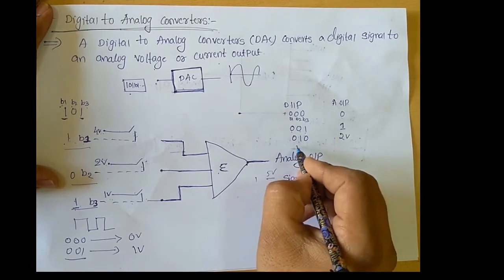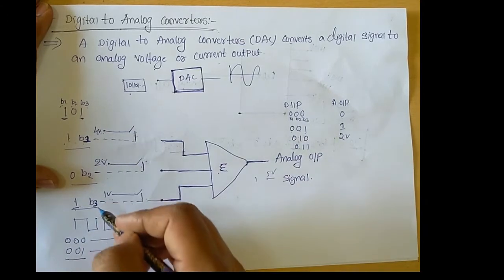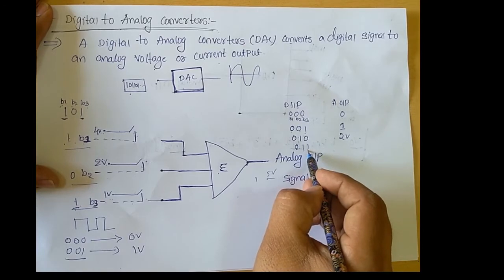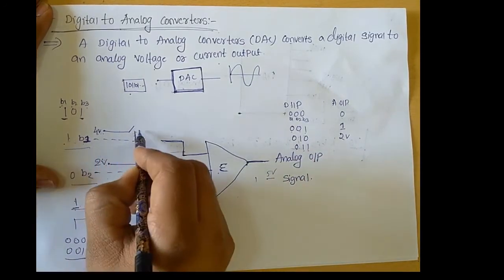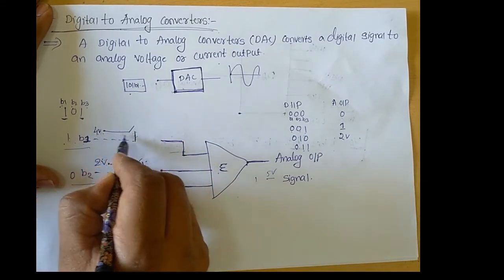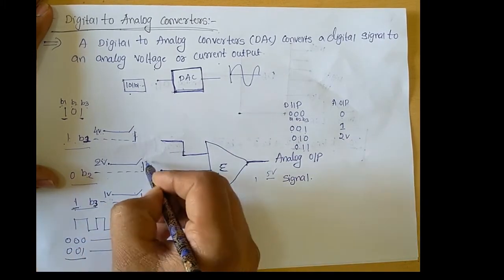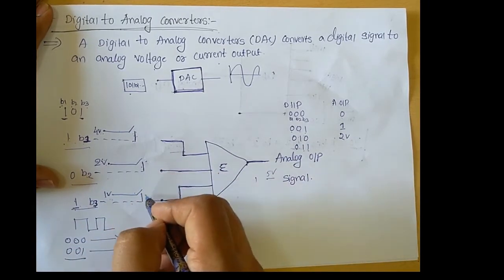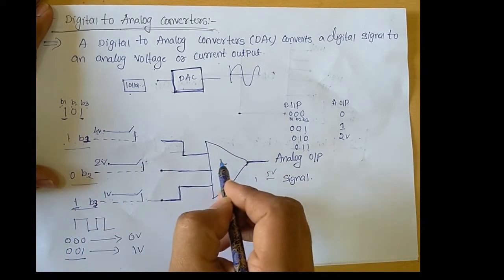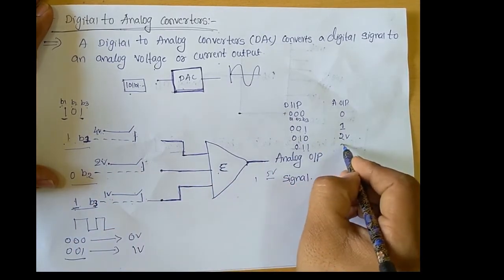Similarly, here we can apply another input signal, 011. Clear? At that time, the B1 bit is 0, B2 bit is 1, and B3 bit is also 1. With respect to the B1 bit, this switch acts as an open switch, therefore this input signal is not given to the input of this adder. Coming to the B2 bit and B3 bit, these two switches act as closed switches, therefore these two input voltages are applied to the input of this adder, and this adder adds these two given input voltages, and we get the output equal to 3 volts.